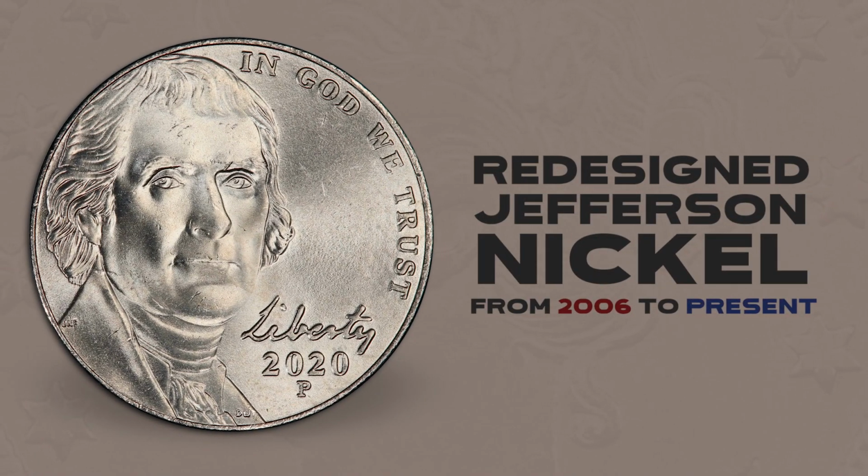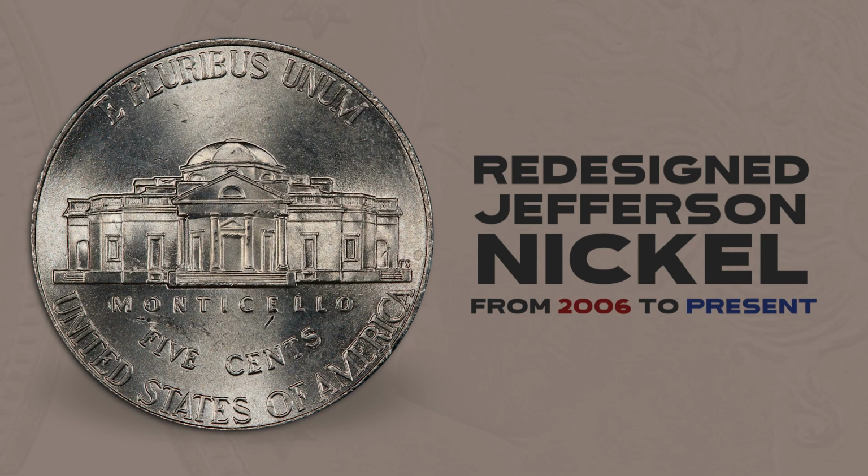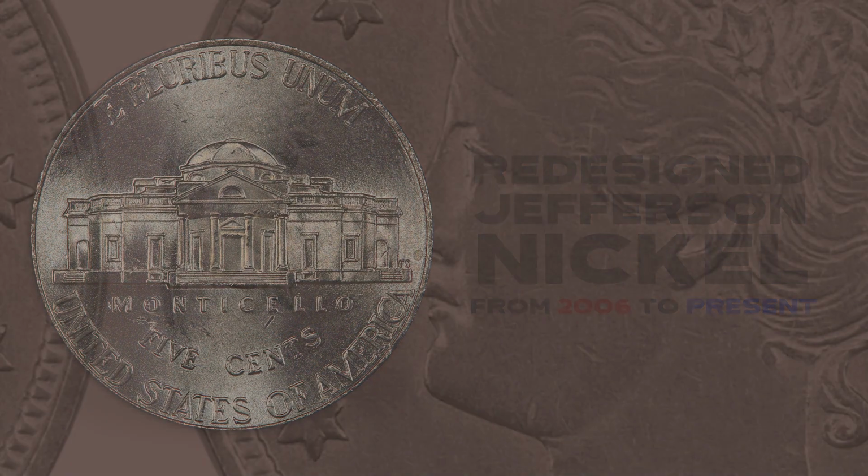Today, the nickels being minted in the United States are the redesigned Jefferson nickels, which began mintage in 2006. The obverse now features Jefferson looking forward instead of backwards, symbolizing his vision for forward growth in the country. The reverse once again features Monticello and is what we use to this very day.